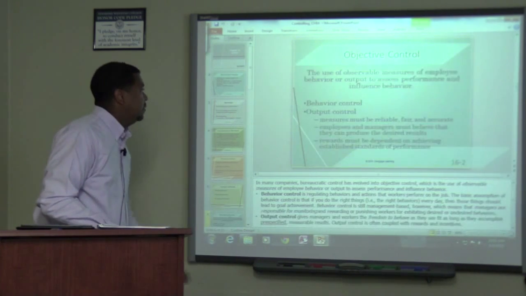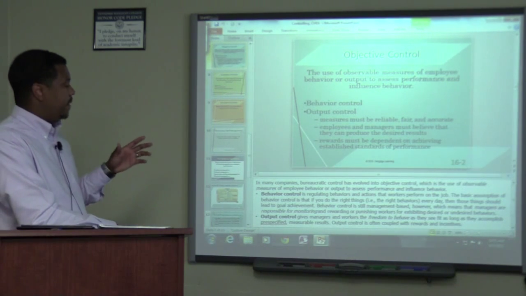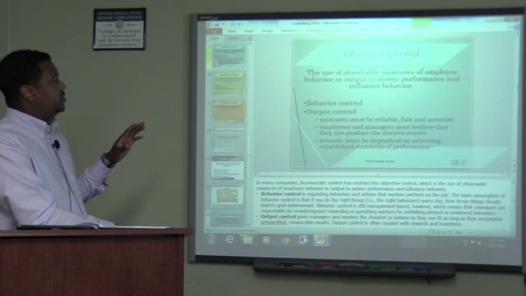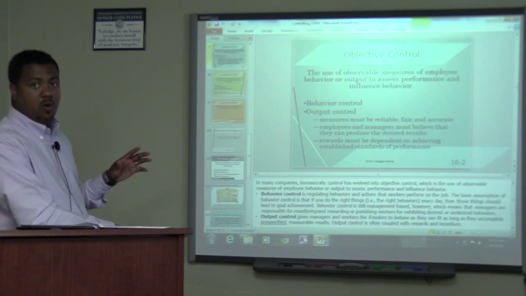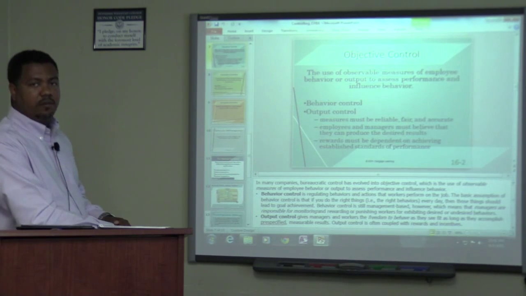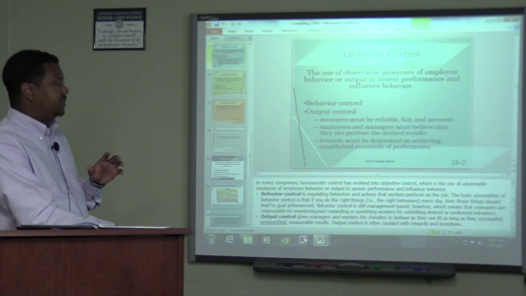So let's look here at our abilities for objective control, right? So objective control is to use observed measures of employees' behavior or output to assess performance and influence the overall behavior. Now, observed behaviors go more into detail about one of those cognitive or conceptual frameworks that we can use to see employees actually perform effectively well within our organization.